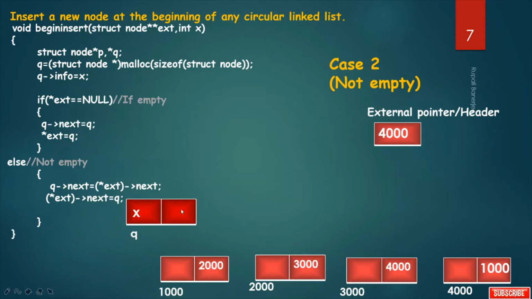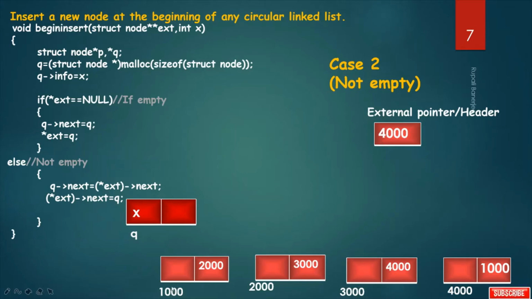Q arrow next should be what? Q arrow next should be this 1000. From where can I get this 1000? It is next of 4000. So from where can I get this 4000? It is star ext. So I repeat, Q arrow next should be 1000.